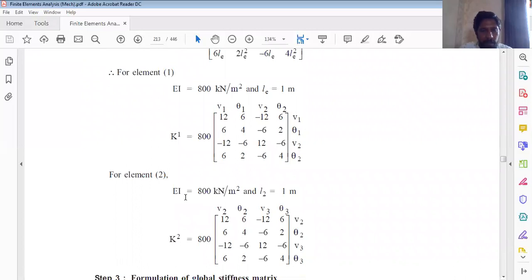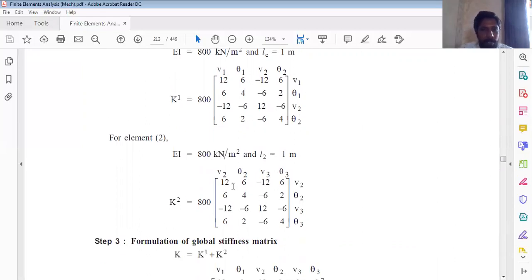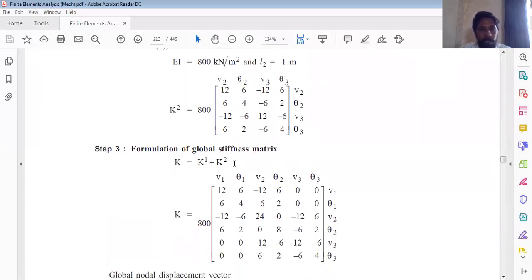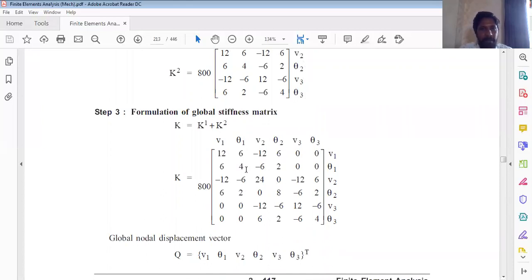Similarly, when you calculate the stiffness matrix for element 2, the EI value is again 800 kilonewton per meter square, and the length of the element is 1 meter. When you substitute the value of EI and L2 in the stiffness matrix of the beam element, we will get this expression. The stiffness matrix of element 2 is associated with node 2 and node 3, and the degrees of freedom corresponding to node 2 are V2, theta 2 and node 3 are V3 and theta 3. So on the top of it, it is written as V2, theta 2, V3, theta 3, and in the column also it is written as V2, theta 2, V3, theta 3. Next is to have the global stiffness matrix, that is the summation of K1 plus K2.